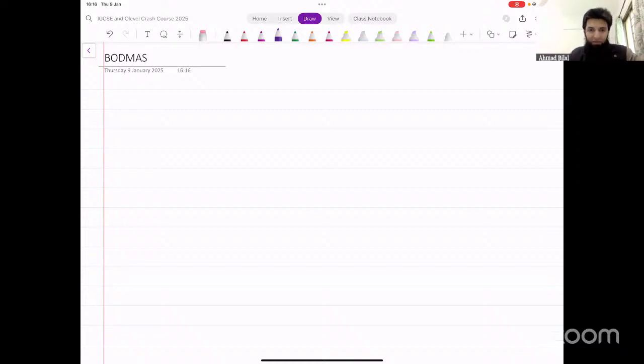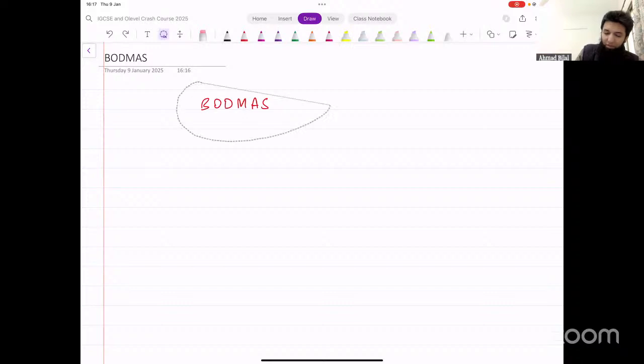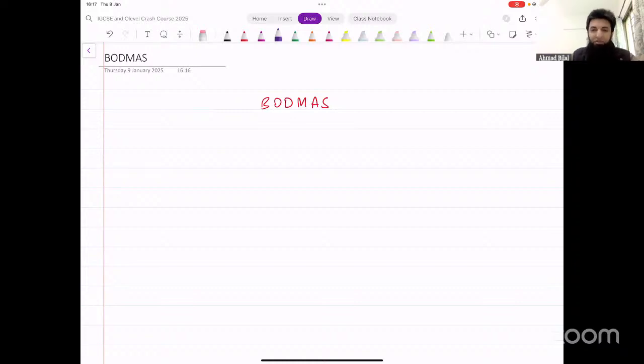All right, so let's start with this. Whenever you have to add or subtract, you have to be careful about the order in which you apply different operations. So BODMAS, this is basically an abbreviation or an acronym for 6 different types of operations that you can apply on any numbers, any expressions.